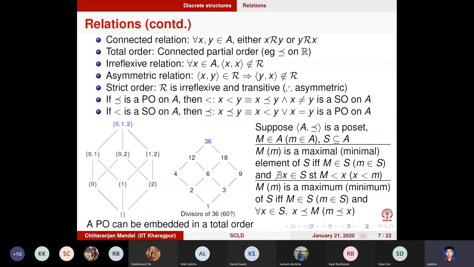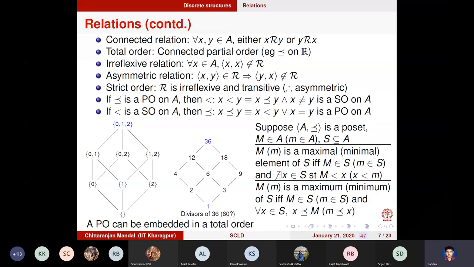So it is possible that there is no maximum element. But it can always have a minimal element. It can always have a maximal or a minimal element. It is possible that it does not have a maximum or a minimum. In this case, you have seen that there are multiple maximal elements and multiple minimal elements. 12 and 18 are the maximal elements, 2 and 3 are the minimal elements.